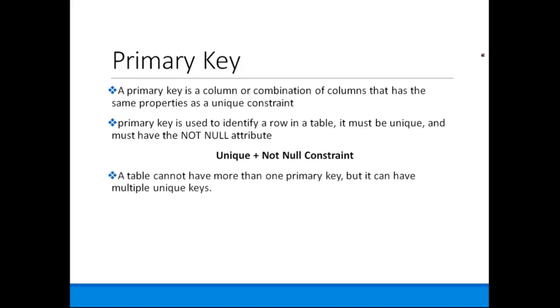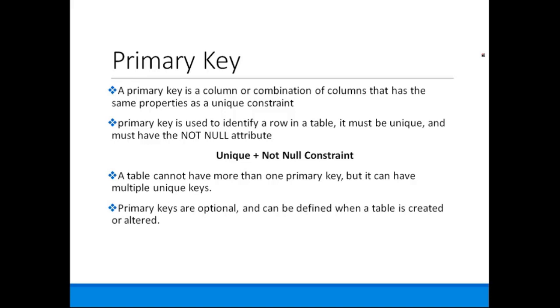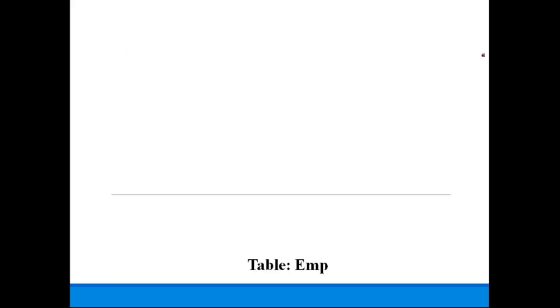In a table, only one column we can assign as a primary key. That means one table, one primary key rule is there. Primary keys are optional and can be defined when the table is created or altered.